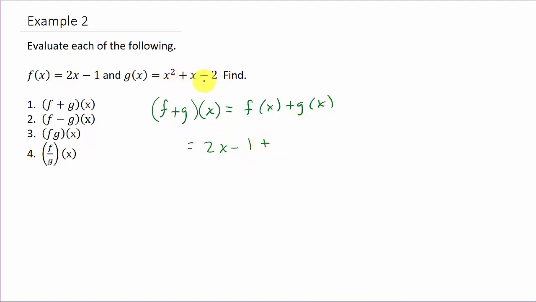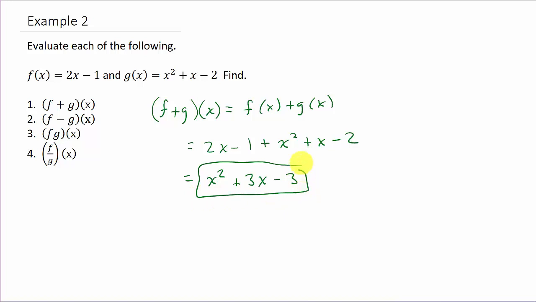Well, what's g of x? It's this function here. That's x squared plus x minus 2. And then all we do is we combine like terms. So that's going to be x squared, and then 2x plus x is 3x, and negative 1 minus 2 is negative 3. And there's your solution. Alright, now let's take a look at subtract.